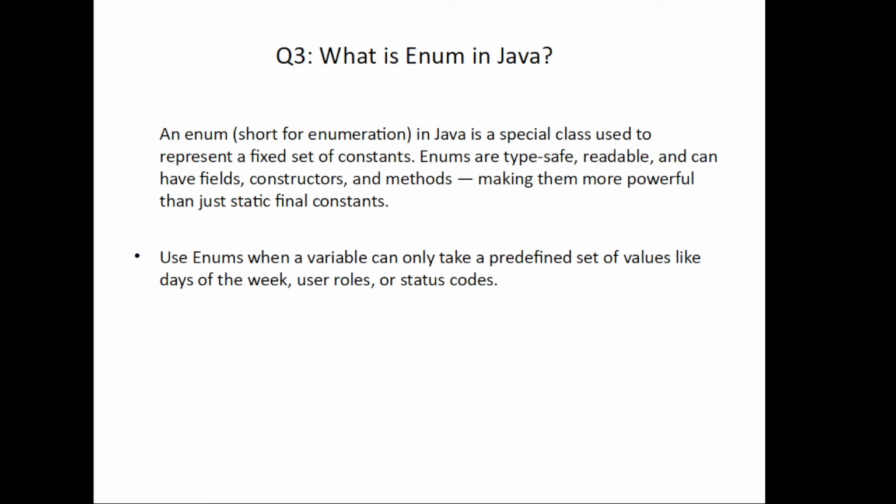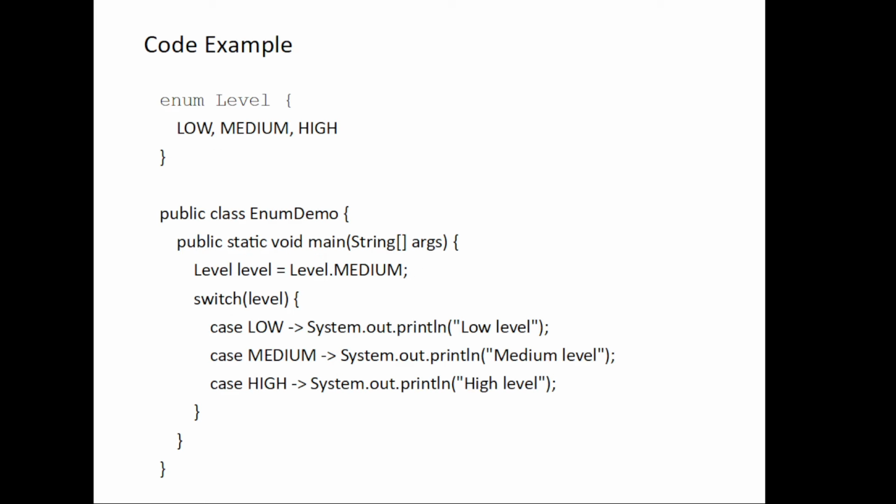Third question is, what is enum in Java? Enum is a special data type that defines a fixed set of constants. It's way better than using plain final static variables because enums are type safe. It can have fields and methods and prevent invalid values from being passed. You should use enum when you know the values are constant and limited, like days of the week, levels of access or application states. Let's see an example.